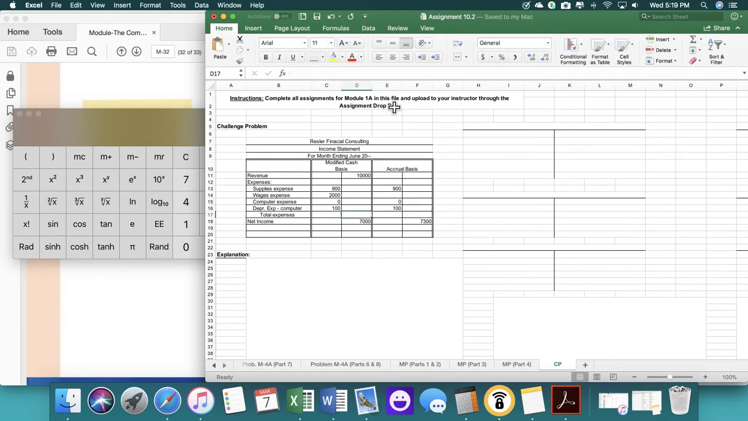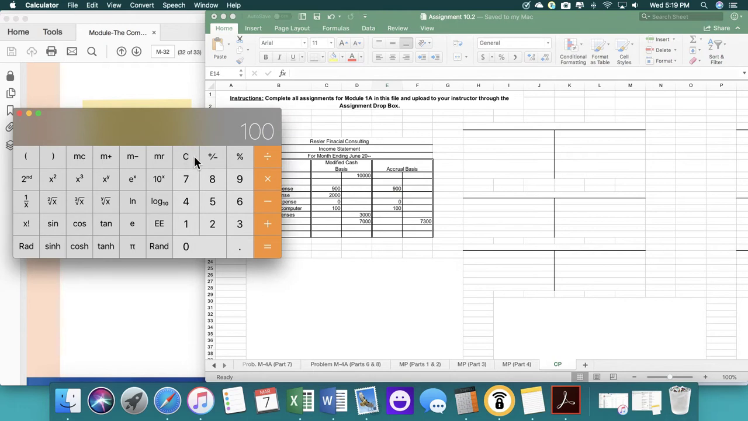And so we're going to do our total expenses. And so if you take 10,000 minus 3,000, that gives us our 7,000. So now we have to focus on the rest of what we need for the accrual basis, which is the revenue and the wages expense.